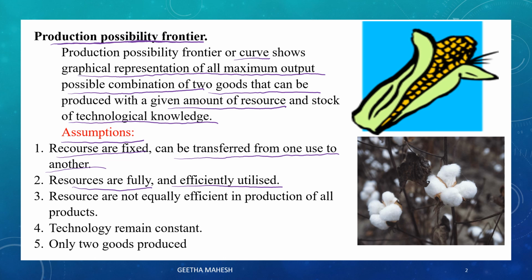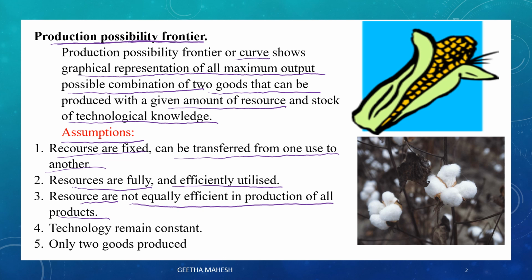The third one is that resources are not equally efficient in the production of all products. It means that the resources may be very good in the production of A product, but they may not be suitable for the production of B product. For example, take land. The land may be best suited for the production of rice, but the same land may not be best suited for the production of apple.